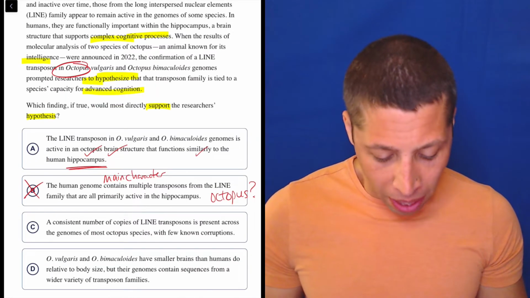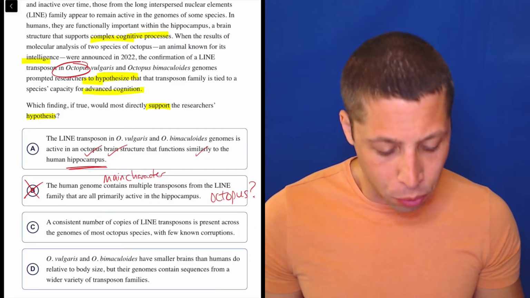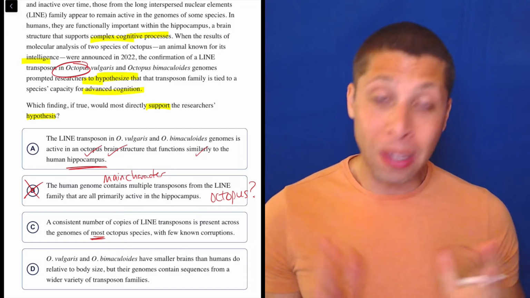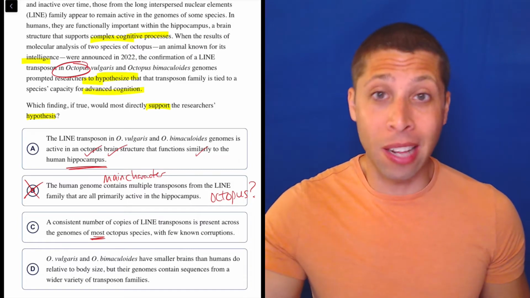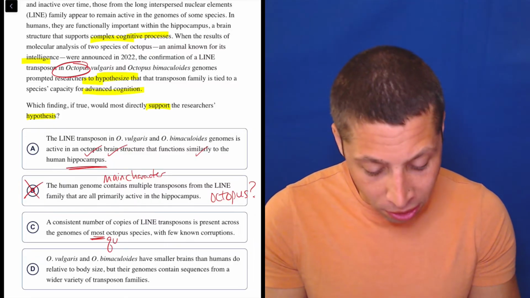C, a consistent number of copies of line transposons is present across the genomes of most octopus species with few known corruptions. Lots of things bother me. Most octopus species, we talked about 2. 2 is not most, right? I'm assuming there's lots and lots of octopuses out there. I don't know. So to say most, that's one of those quantifier words.